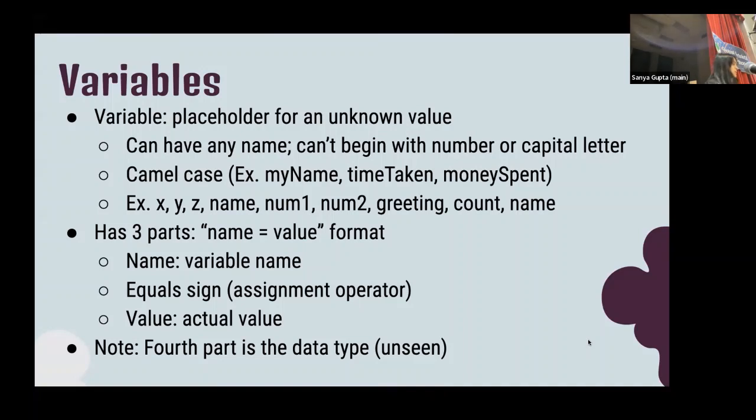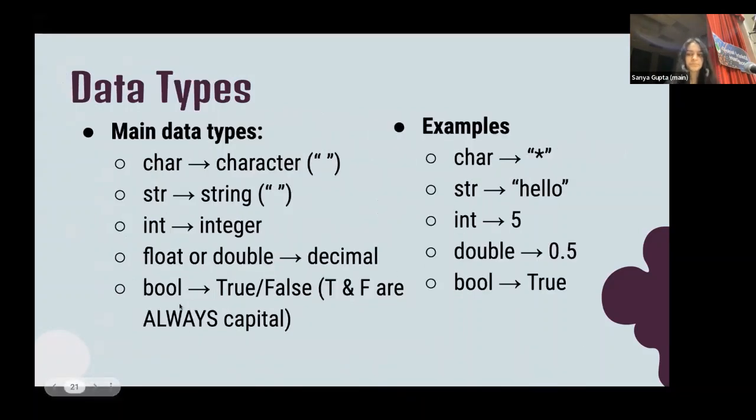So we're going to jump into that right now. There are five main data types common to all programming languages. There is char, which stands for character. There is str for string, double for decimals, and Boolean for a true and false value. Am I missing one? Yeah, four.